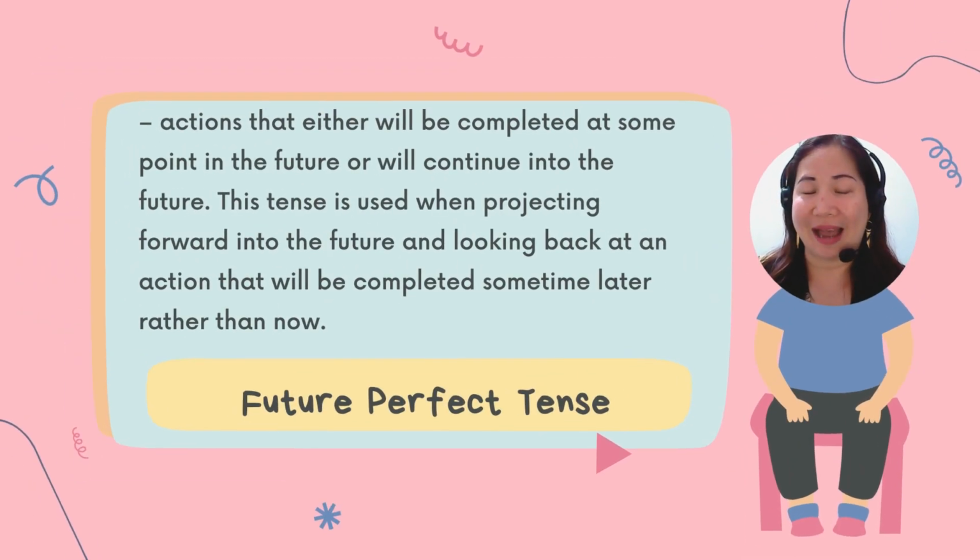As for the third type, this is the future perfect tense. It is actions that either will be completed at some point in the future or will continue into the future. This tense is used when projecting forward into the future and looking back at an action that will be completed sometime later rather than now.